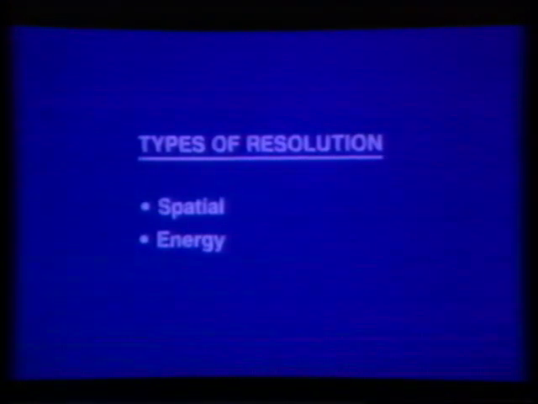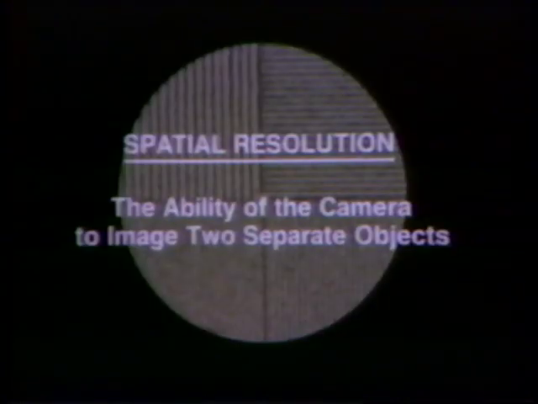Resolution, or resolving power, is defined two different ways when discussing gamma cameras: spatial resolution and energy resolution. Generally, when the term resolution is used alone, it refers to spatial resolution. Spatial resolution refers to the ability of the camera to image two separate objects as they are moved closer and closer to each other in space. If the two objects must be 2 millimeters apart to be seen as two distinct objects, as opposed to one single blurred object, the spatial resolution is said to be 2 millimeters.